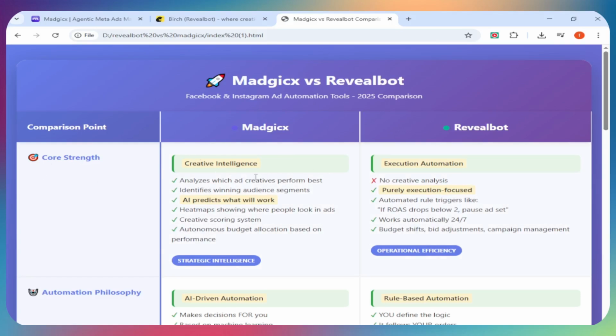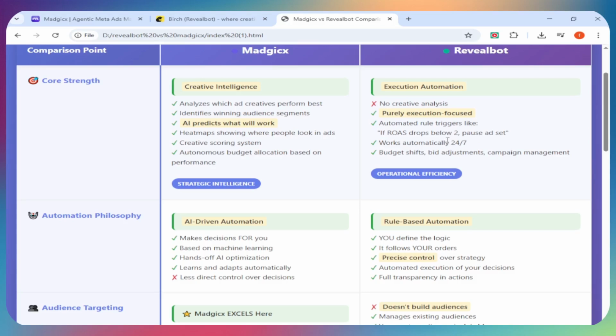Core strength. Madgicx's killer feature is creative intelligence. It analyzes which ad creatives perform best, identifies winning audience segments, and uses AI to predict what will work. You get heat maps showing where people look in your ads, creative scoring, and autonomous budget allocation based on performance. Revealbot doesn't touch creative analysis, it's purely about execution. You write rules like if ROAS drops below 2, pause the ad set, and it happens automatically 24/7.